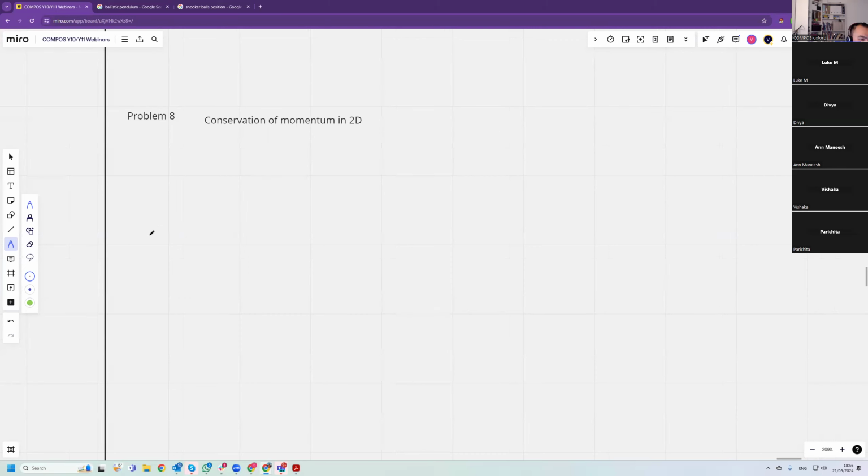Okay. Let's say we have a ball and it is hitting another ball. Let's make it a different color. So let's say the red ball is moving with velocity u, and then it hits the blue ball.